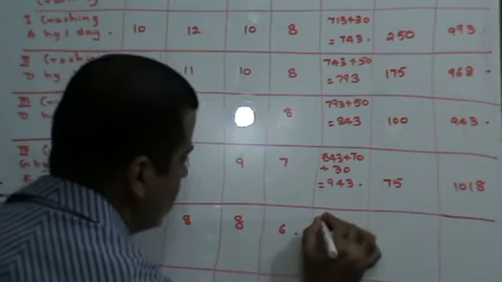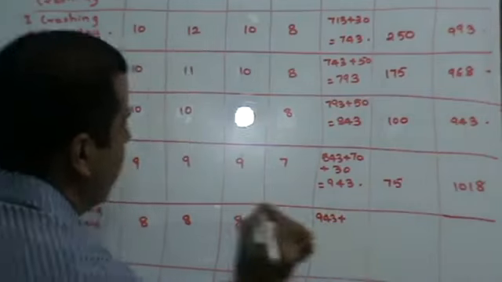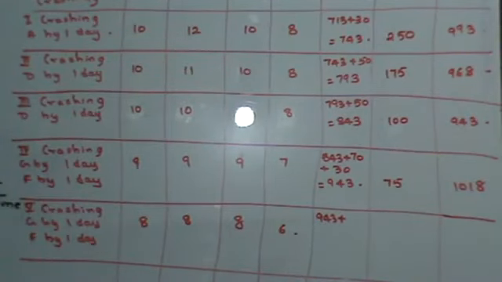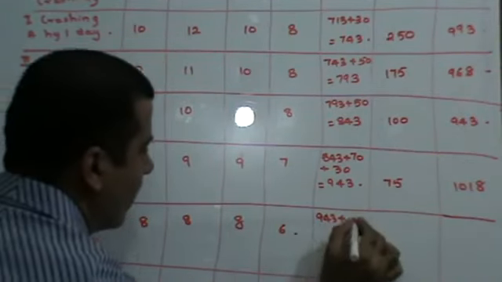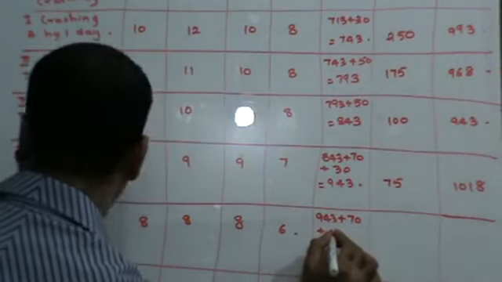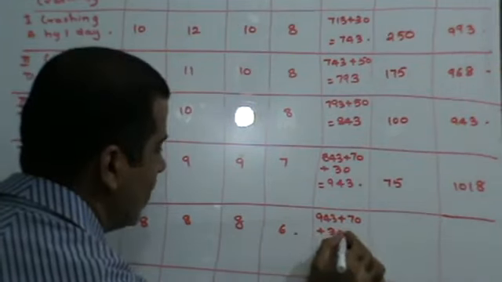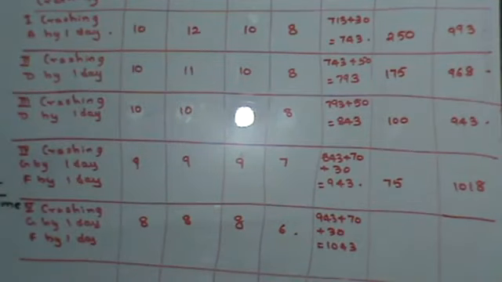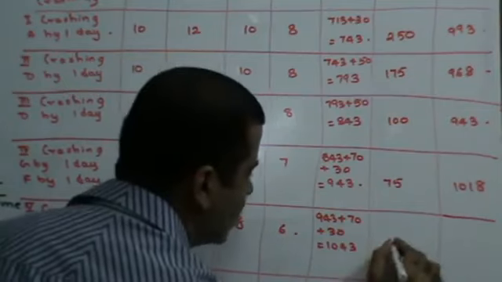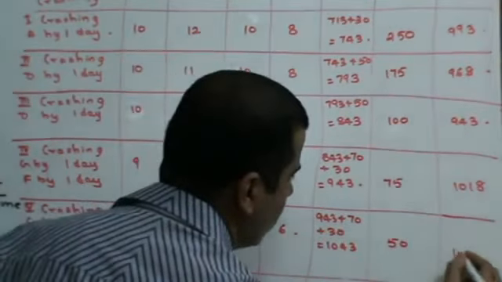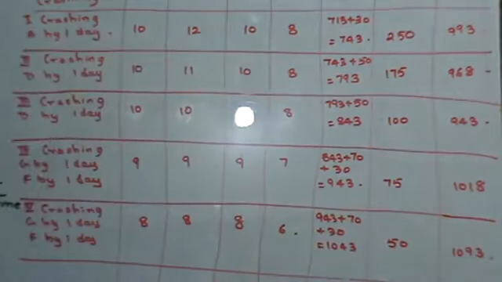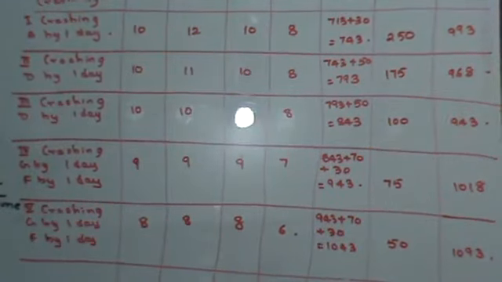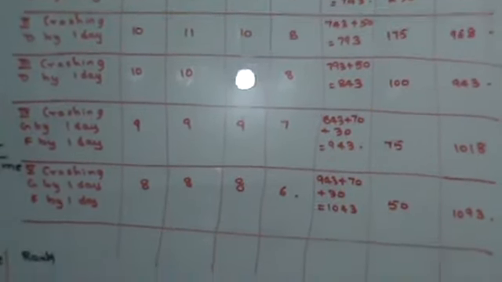Now, my cost was 943. The crashing cost of G is 70 rupees. The crashing cost of F is 30 rupees. So this is 1043 rupees. For 8 days, my indirect cost is 50 rupees. So this is going to be 1093 rupees. So all the activities of critical path have been crashed.